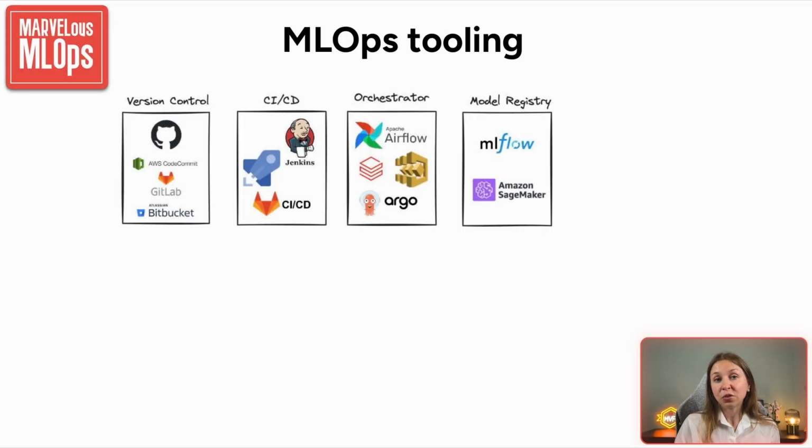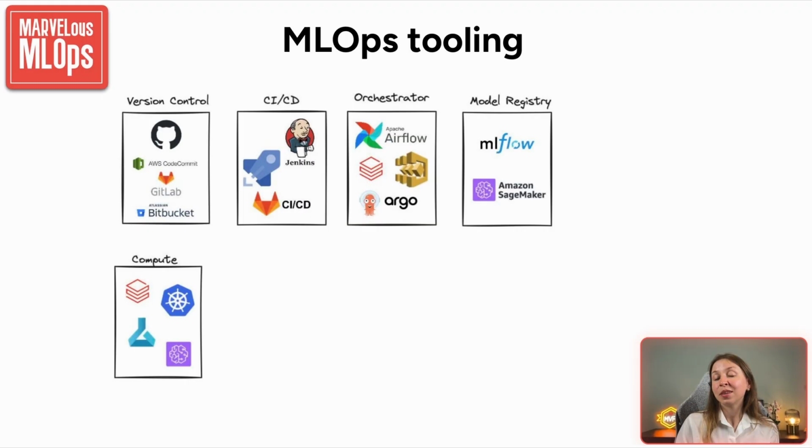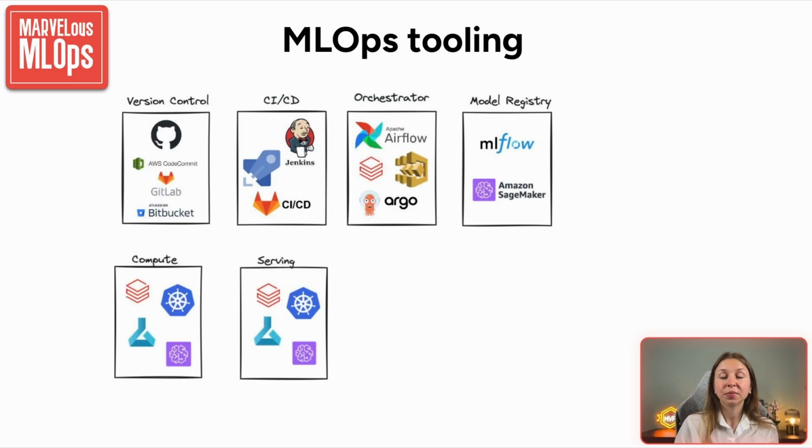You need a model registry. MLflow is probably the most popular one. You need compute to train your model. It can be some Databricks compute or Kubernetes, or you could use Azure ML or SageMaker. You need infrastructure for serving. It can also be Kubernetes. You can deploy models using Databricks. You can deploy endpoints using Azure ML.